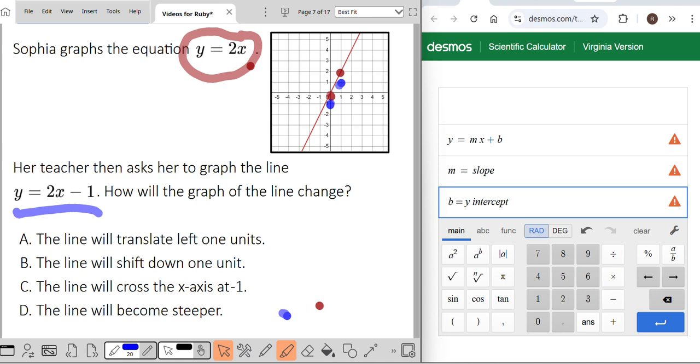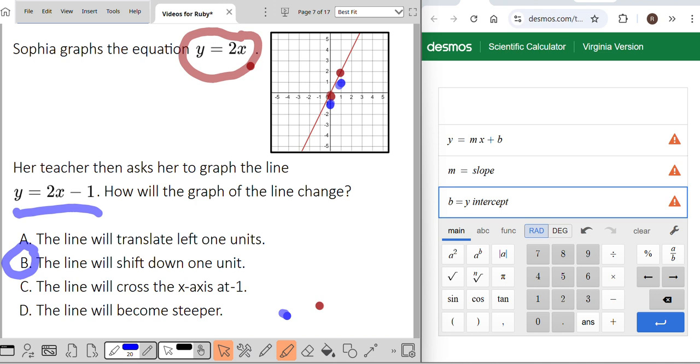Okay? And if I had a line, I could show you that that is going to be a little bit further down than the first line. The reason is because your y-intercept is negative. So the line will shift down 1 unit.